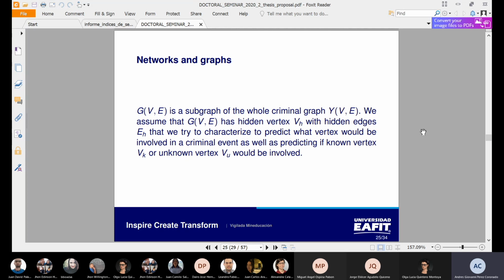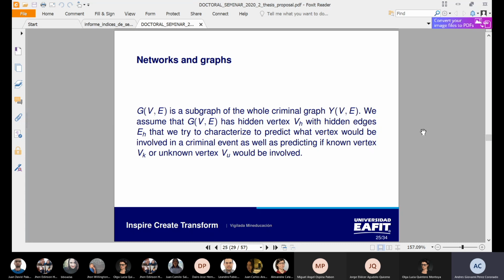In the network graph, like I explained, G_V is a subgraph G of the whole criminal graph. We assume that G has hidden vertices with hidden edges, and we are going to try to characterize and predict which vertices would be involved in criminal events, as well as predicting V_K and V_U, the known and unknown vertices that would be involved.